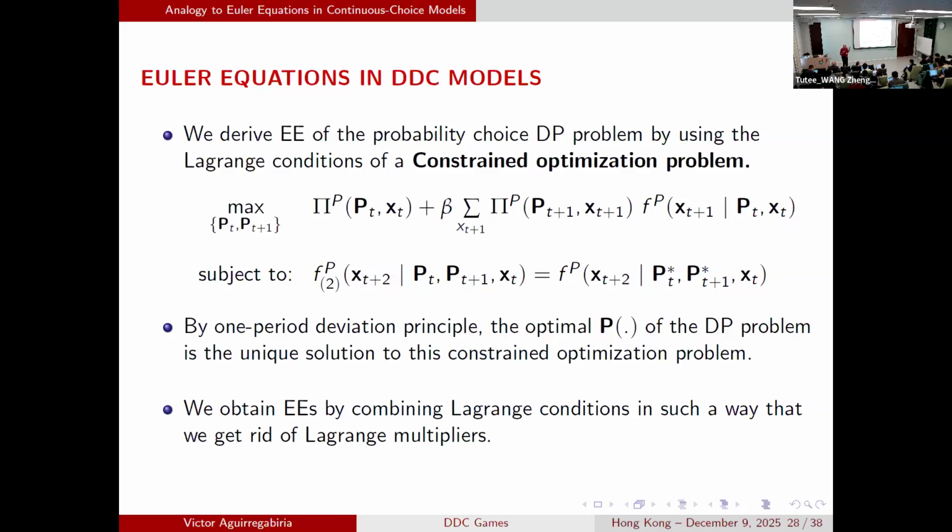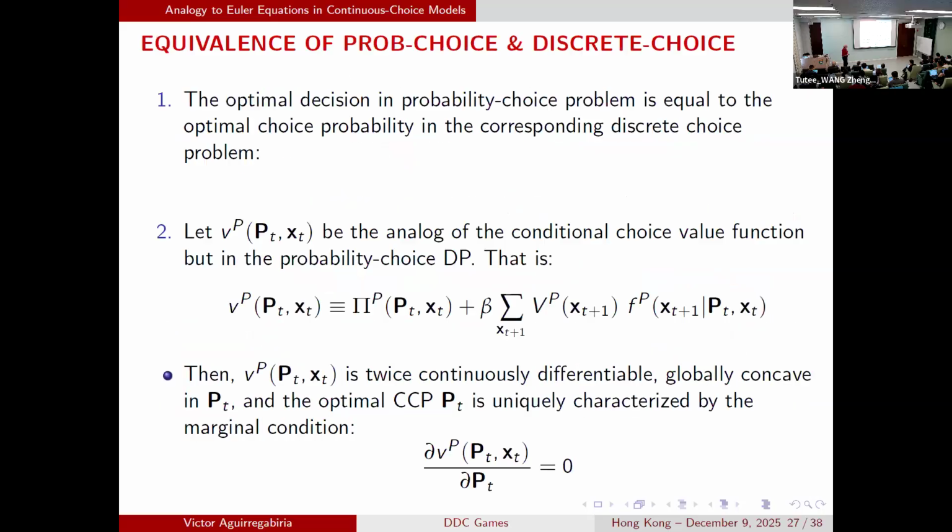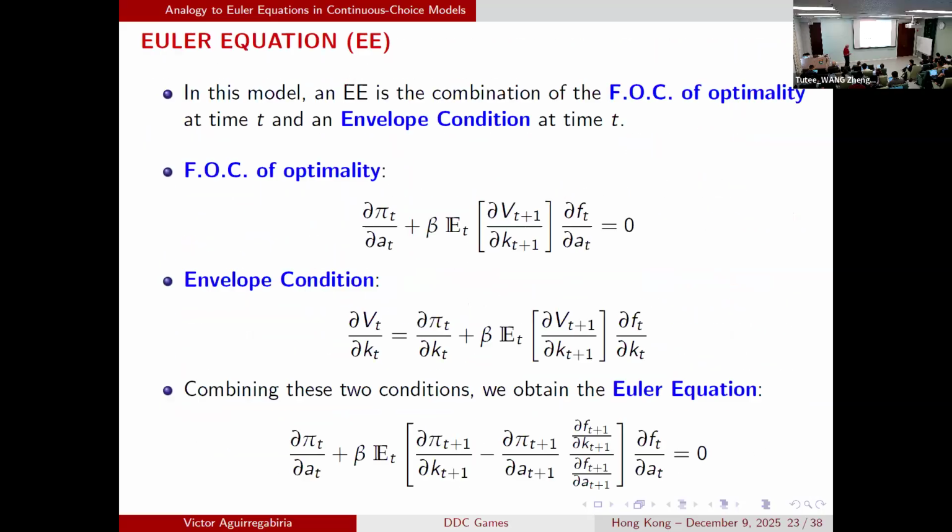This is under the constraint that these choice probabilities should be such that the distribution of the state variables at period t plus 2 should be fixed. Any combination of choice probabilities at period t and period t plus 1 in this problem should give us the same distribution of transition probabilities. This constrained optimization problem is an alternative way of obtaining Euler equations to the one that I have described here. And this Euler equation can also be obtained using that type of Lagrange problem in general.